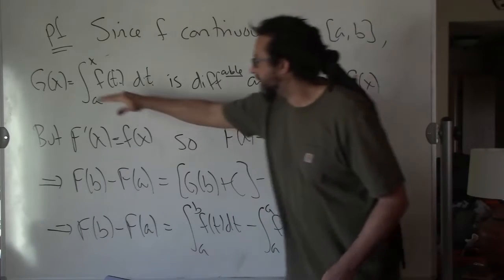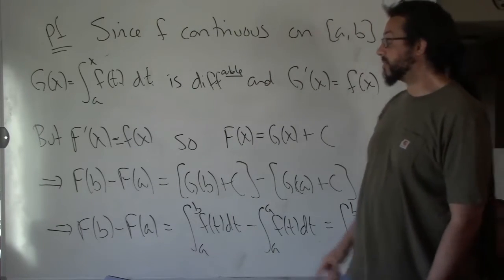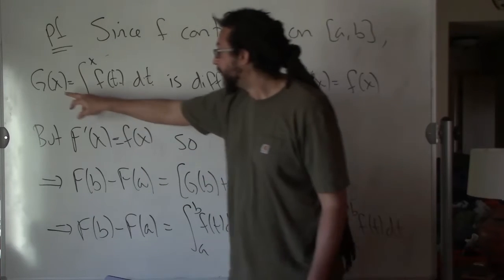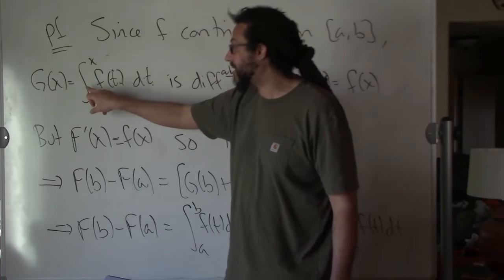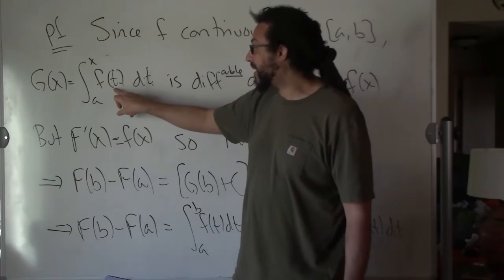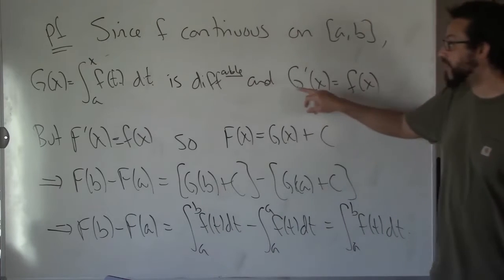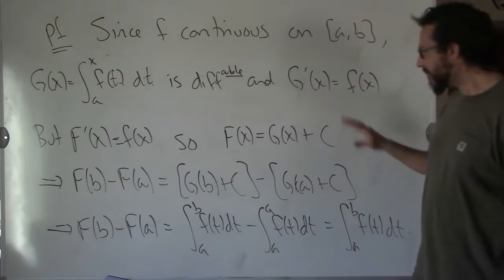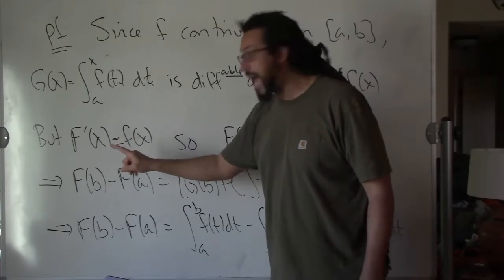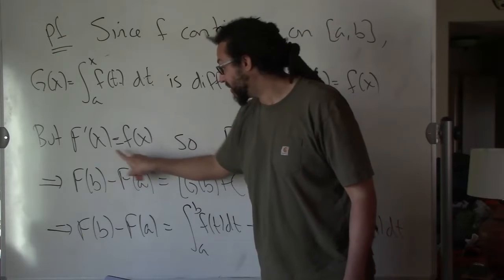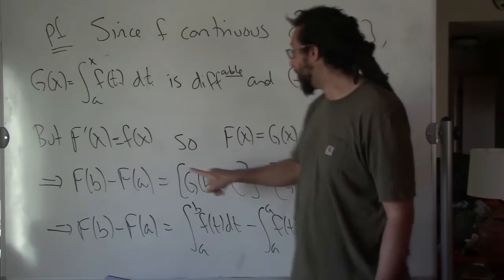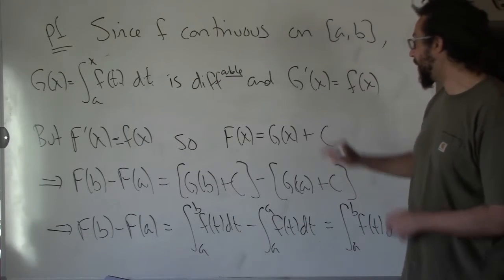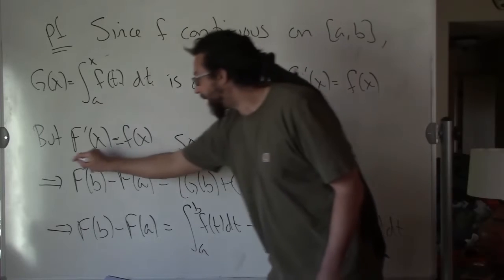Right, so this thing is differentiable, and what's the derivative? Well, we know from the first version of the fundamental theorem that we learned, if I differentiate this thing, that's going to cancel out the integral sign, and I just replace t by x. So I know the derivative of capital G of x is just lowercase f of x. But we assume that capital F is also an antiderivative of lowercase f. In other words, capital F prime is also equal to lowercase f. So G prime and F prime are equal.